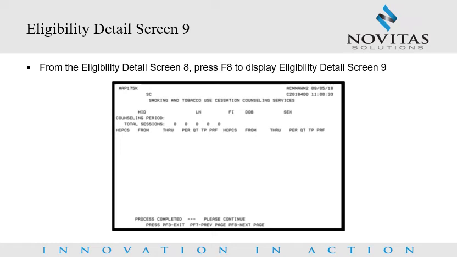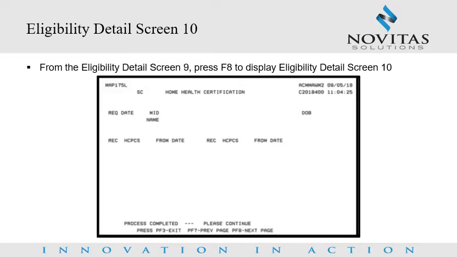Eligibility Detail Screen 9. Eligibility Detail Screen 9 provides information on smoking and tobacco use cessation counseling services, including counseling periods, total sessions, and the from and through dates of related claims. To access Eligibility Detail Screen 10, press F8.